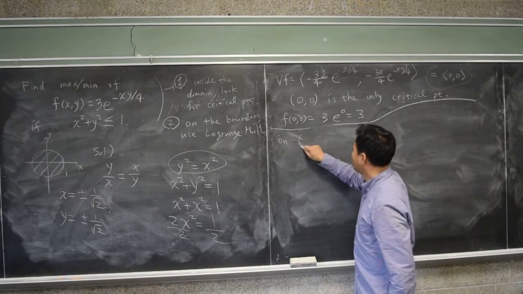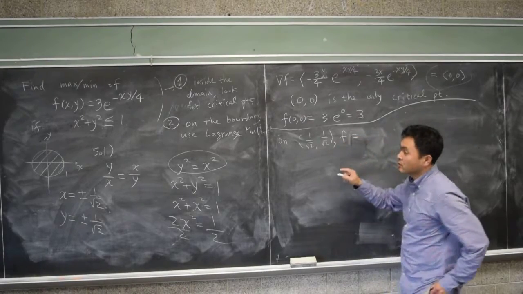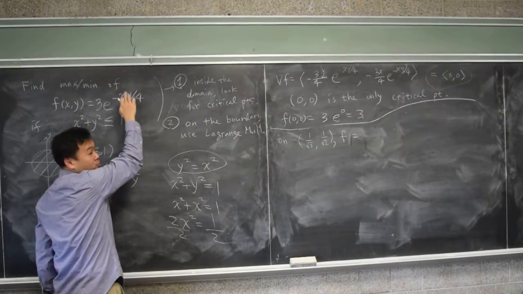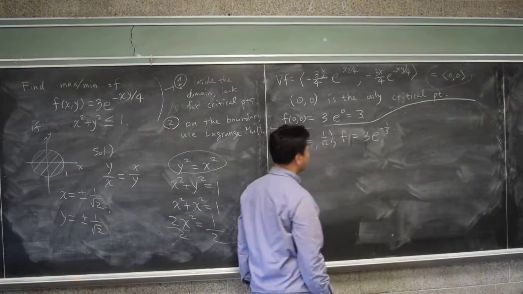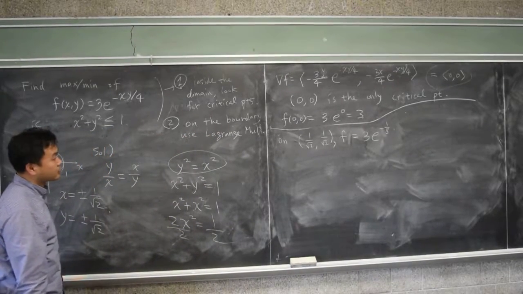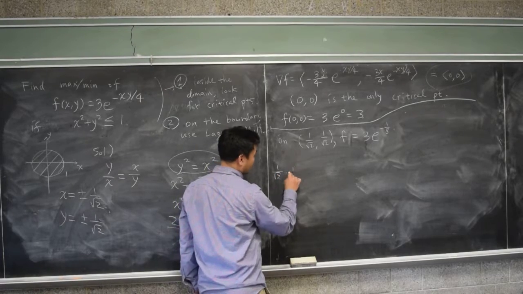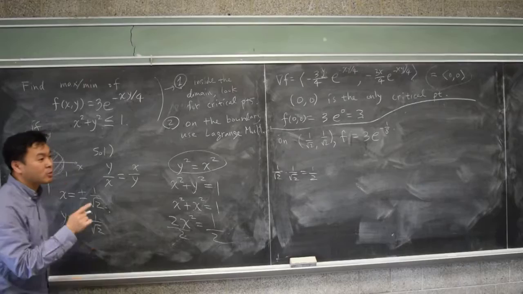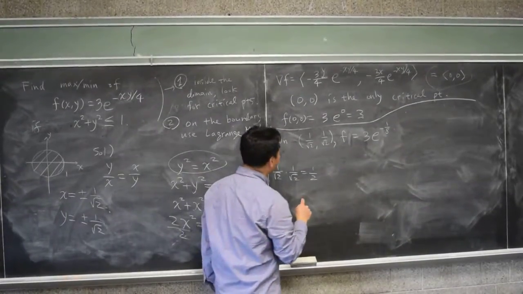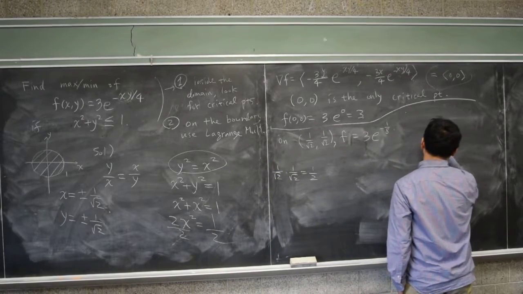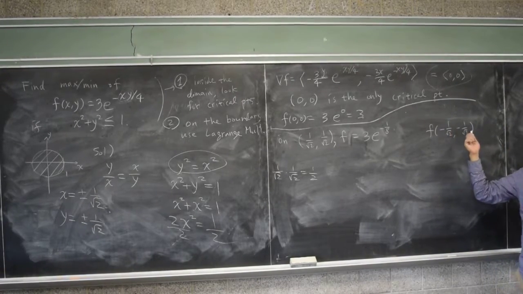So on 1 over radical 2, 1 over radical 2, what's f? 1 over radical 2 times 1 over radical 2 is 1 over 2, over 4, is 1/8. So this is 3 times e to the 1/8. Okay. Wait, how'd you get 1 over 2? Yeah, square root of 2 squared is 2. So this will become 1 over 2, and we divide by 4, it's 1/8. And that's actually true for both of them being negative. Okay? Because negative times negative is positive, so you get the same answer.